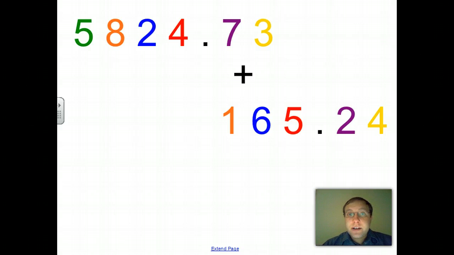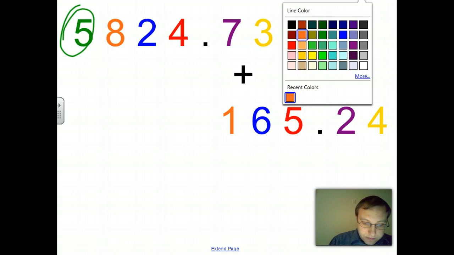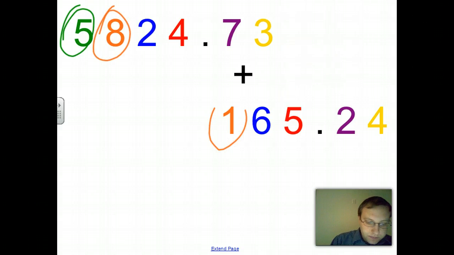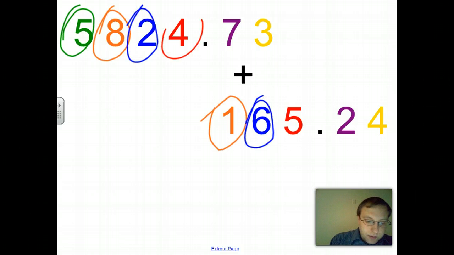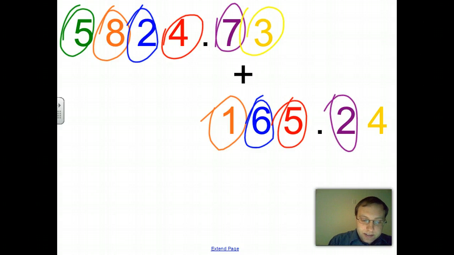We've color-coded place value columns here so that we can easily see what we need to add together and what represents the same thing. In this case, the greens represent the thousands, the orange columns represent the hundreds, the blue columns represent the tens, red columns represent the ones, purple the tenths, and yellow the hundredths.